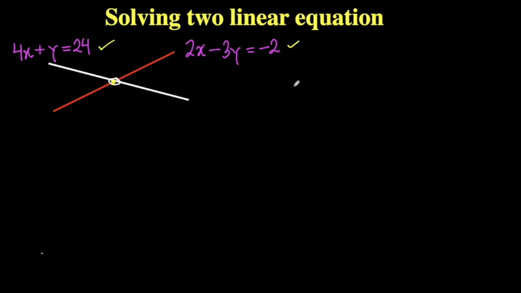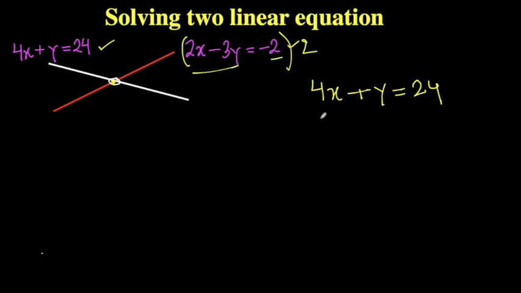So the first one is trying to make the coefficient of one of the variables the same. So let's write 4x plus y is equal to 24, and let's multiply this equation by 2. Okay, and when you are multiplying, you have to multiply the left hand side as well as the right hand side. So this will become 4x minus 6y is equal to minus 4.